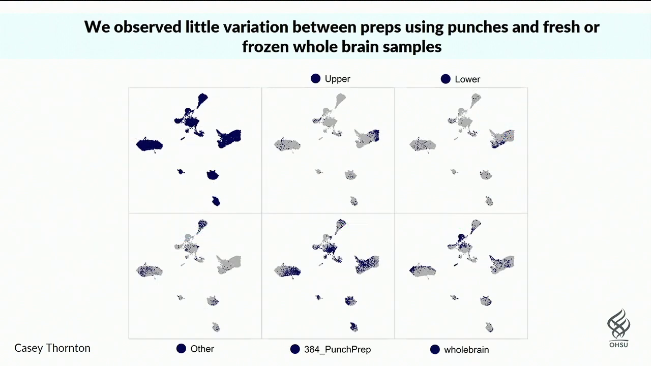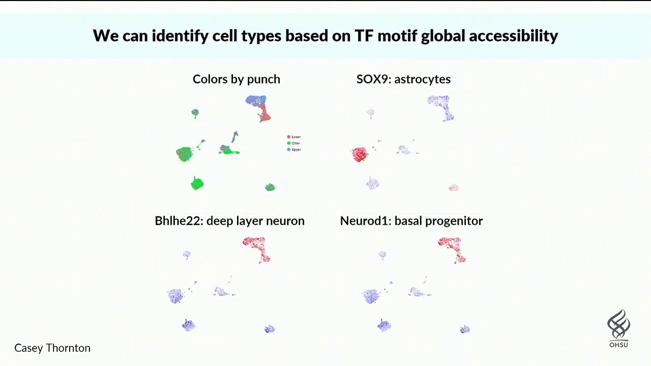We also wanted to show that we can integrate this data with other experiments. So we have a 384 well punch set, and you can see the cells cluster in all of the different regions, as well as the upper, lower, and other. We also compared it to whole brain samples, whether fresh or frozen, and we actually get very, very little sample variability from the fresh or frozen or where the cells are from, or using this punch assay.